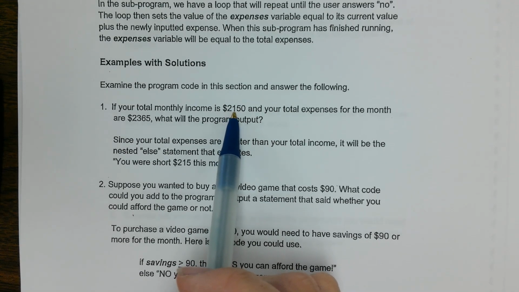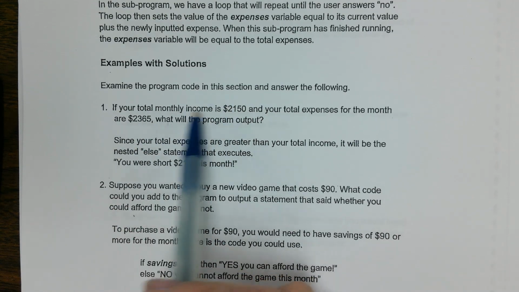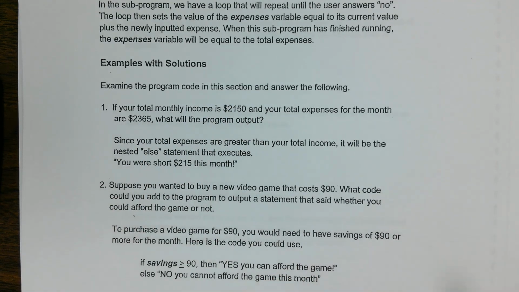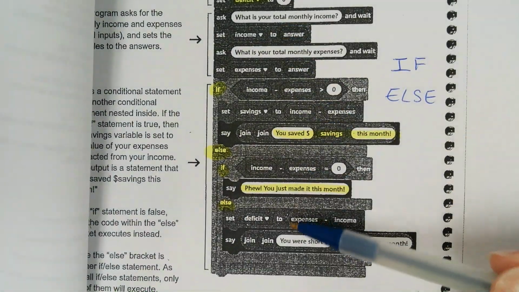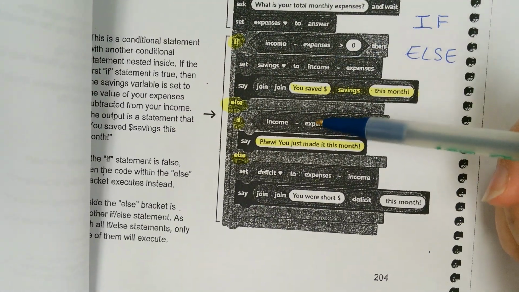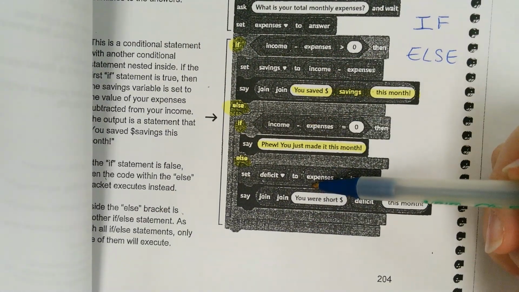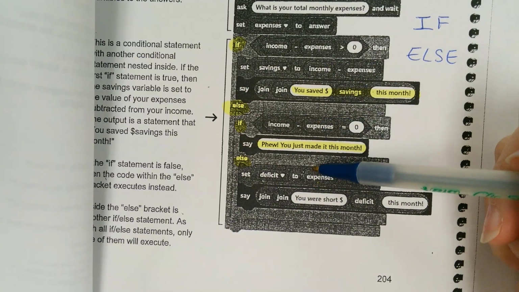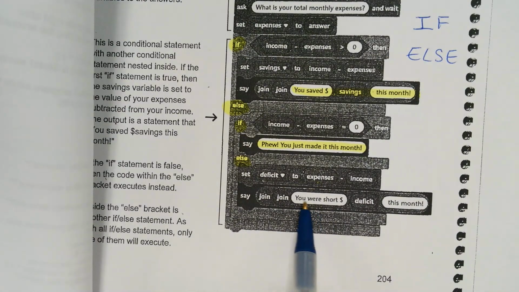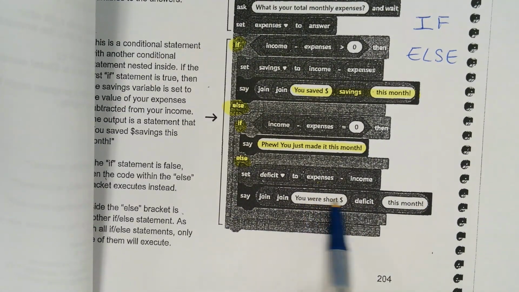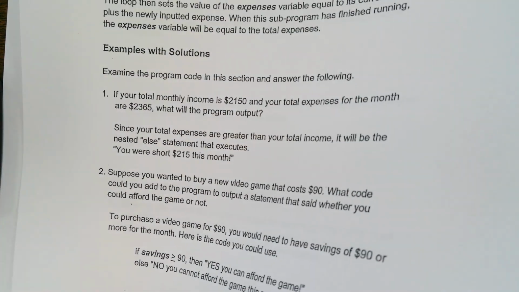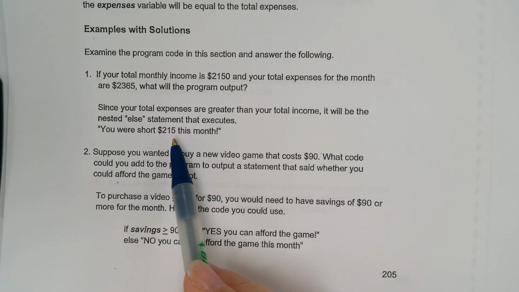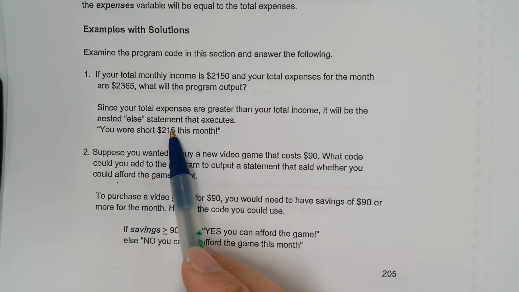Yeah. Okay, so did you overspend or underspend? If you overspend, looking through this, which part of the program is it going to go through? 1, 2, or 3? If you overspend. 3, right here. So what would your output statement be if it's going to go through here? You were short 250 this month, right. Okay, so again, notice it didn't say you were short deficit this month.